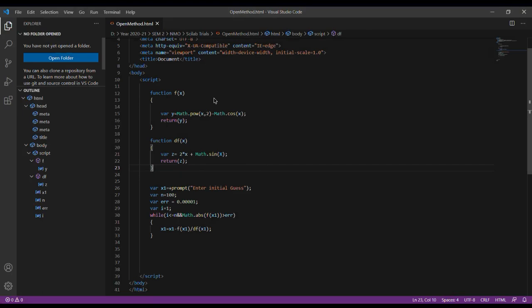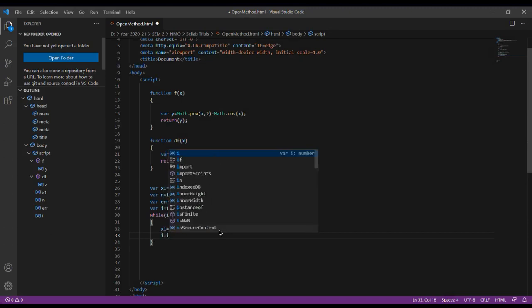Okay, fine. So now after line 32, you press the enter key. You write I equal to I plus 1. I need to increment the counter. Okay. Now press enter key.